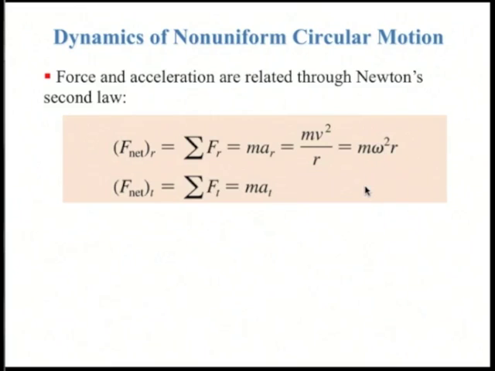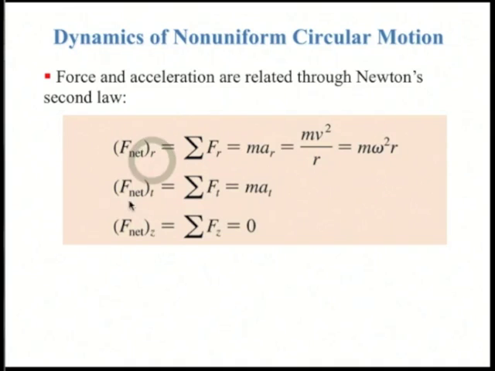And keep in mind, we can use Newton's second law in the r-t-z coordinate system that's going along with the particle. The net force in the radial direction is always mv squared over r, or m omega squared r, depending if you're using v or omega. The net force in the tangential direction is m times whatever the tangential acceleration is. And there's no net force in the z direction because the particle is staying in the plane of rotation.